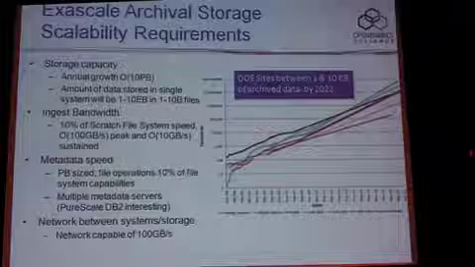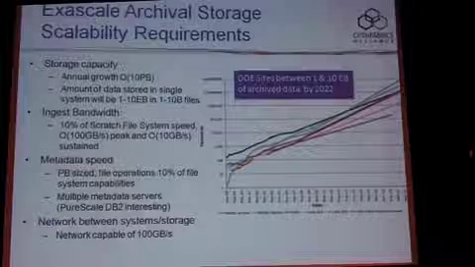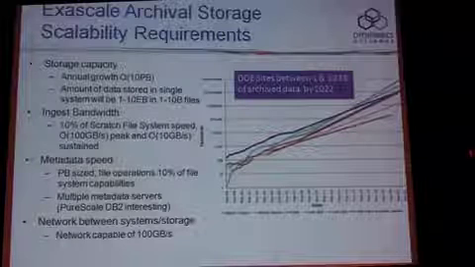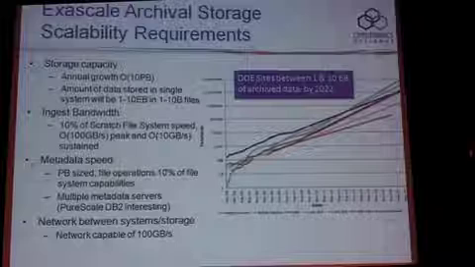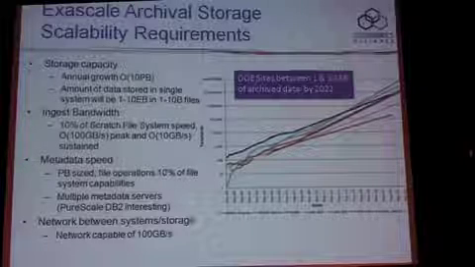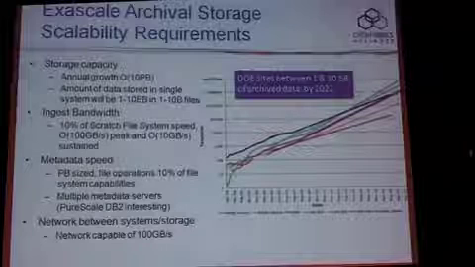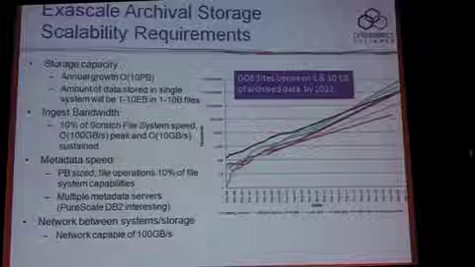So the metadata speed is probably one of the hardest things for the archive today and in the future. You're going to have petabyte-sized metadata, and file operations are generally around 10% of what the file system's capabilities are. So we're already planning for multiple metadata servers. And this is all based on, at least for HPSS, DB2.